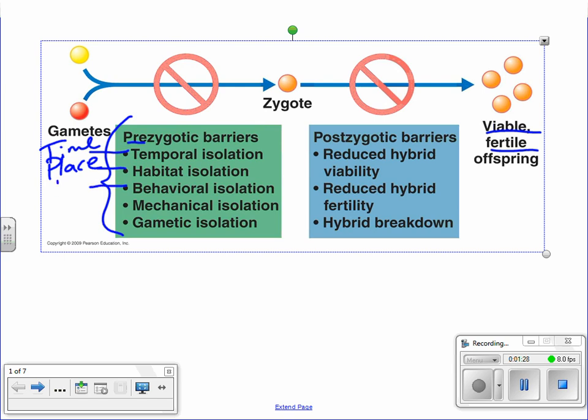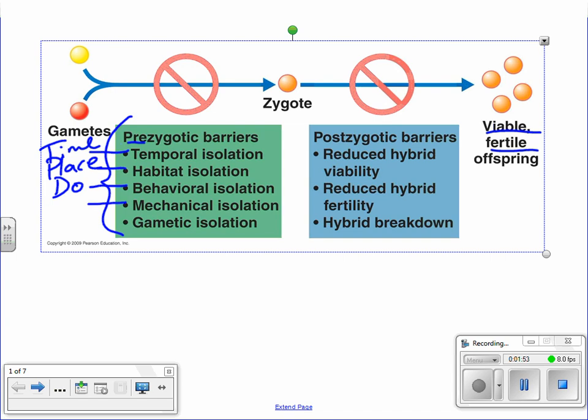Behavioral isolation is what you do. Behavioral isolation refers to the mating behaviors of some species and how they attract mates. So if you have some bird of paradise dancing around another bird that has no idea what that means, it might be scared and run off. So behavioral isolation could definitely separate two different species from mating.